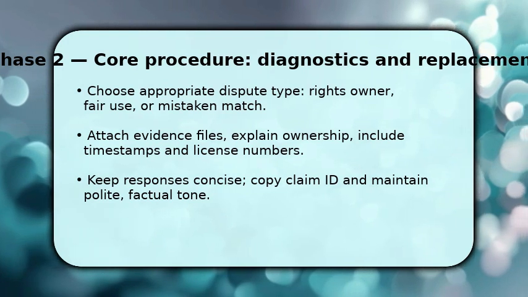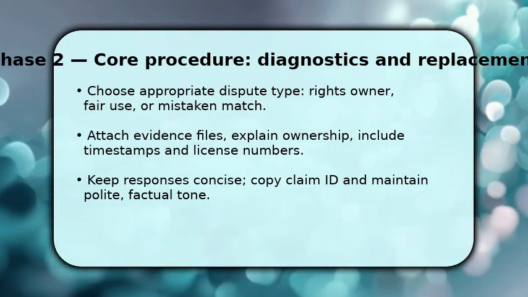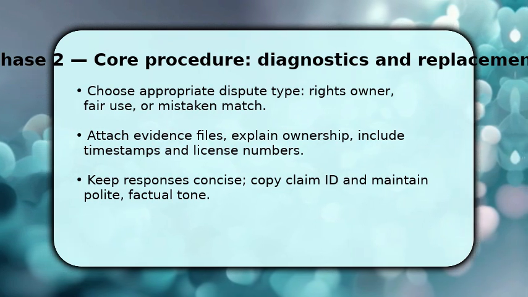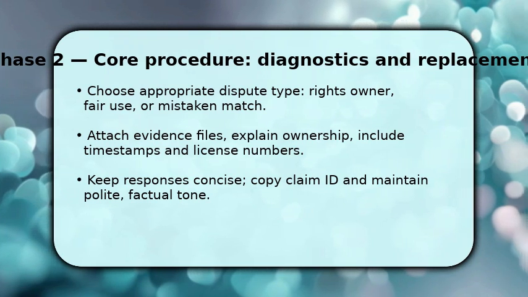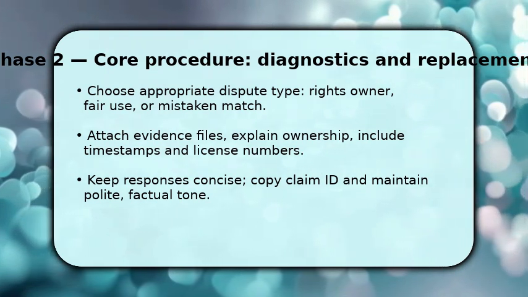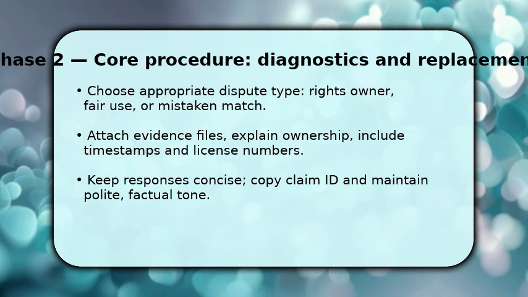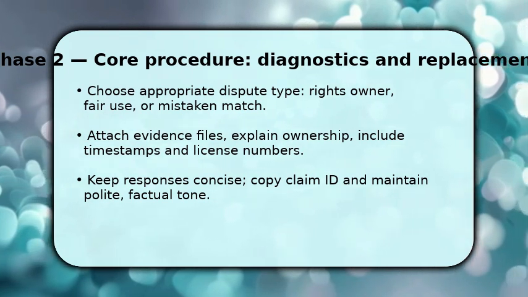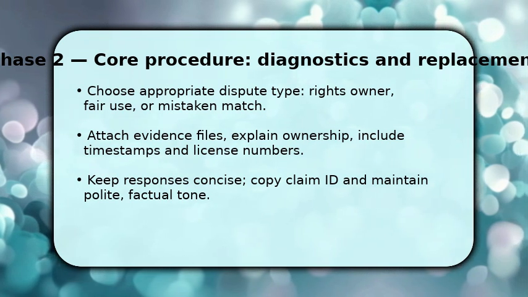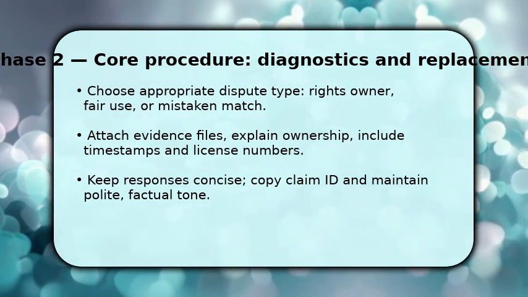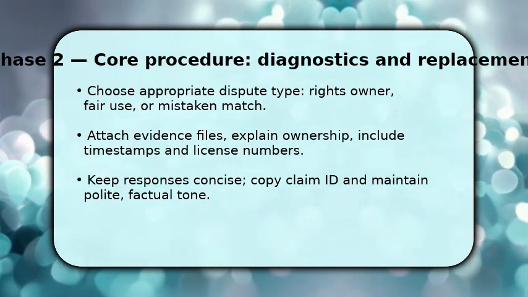Select the correct dispute reason because that shapes review criteria. You will upload evidence and add a concise explanation: who owns the content, when it was created, and why the claim is incorrect. Include license numbers or permission emails. Once submitted, note the claim ID and expected review time. Set calendar reminders. If music was licensed, state the license terms and show proof.